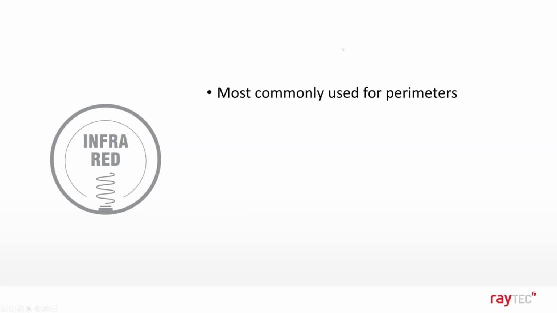850 nanometer IR is certainly the most common type of light used for a perimeter fence. I would say that to this day we still sell approximately 80 to 90% infrared compared to all other lighting for security applications. So just to give you an idea of the proportion of what we sell.